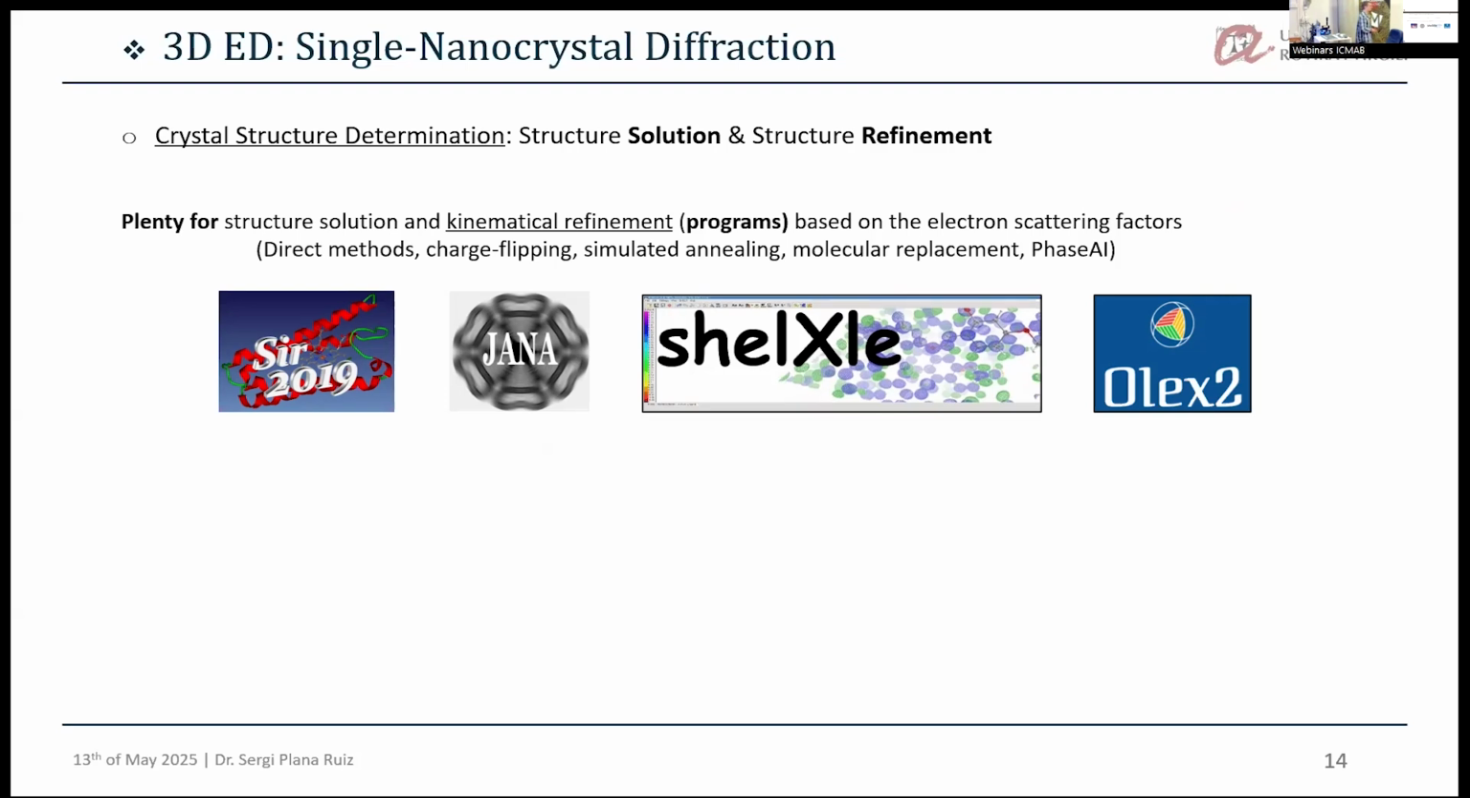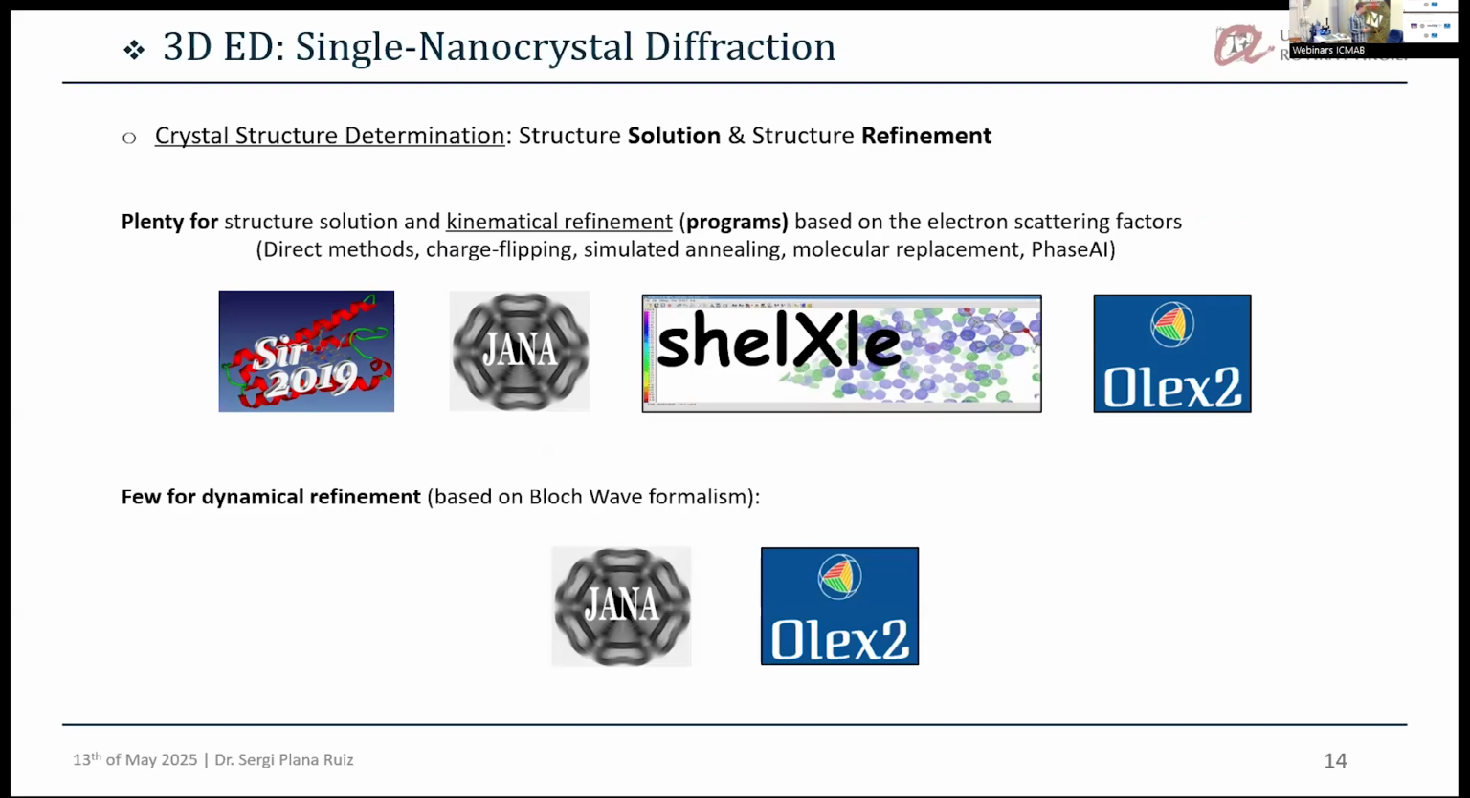Obviously, as I said before, kinematical refinement is not the most accurate way to describe the intensities of the reflections. That's why there are also other programs that allow you to make a dynamical refinement, a structure refinement based on the dynamical theory of diffraction. And in this way, I encourage people to really go in this direction, because the accuracy and the reliability of the crystal structures that you get is much better, makes much more sense. And this gives you, in the end, a better structure model of your materials.